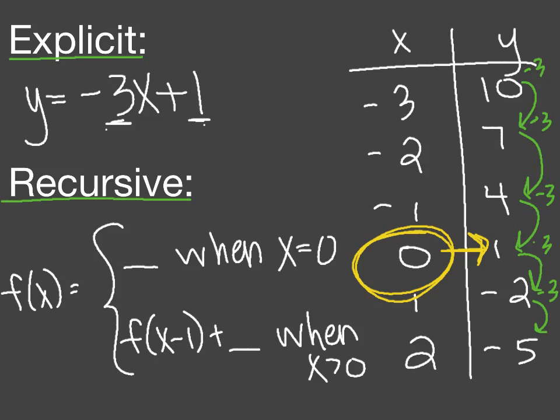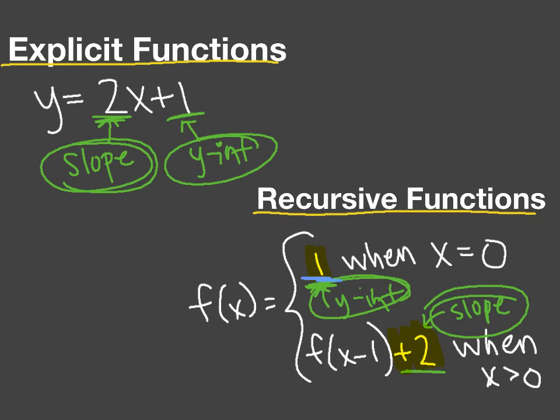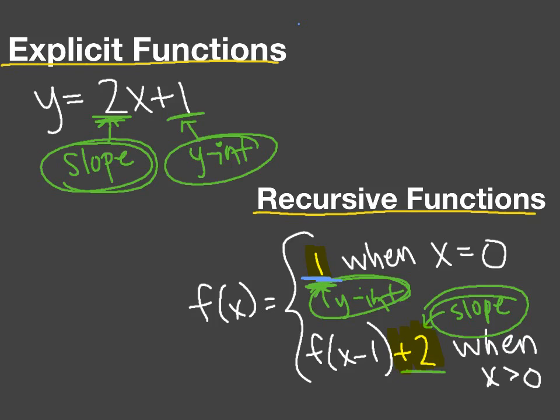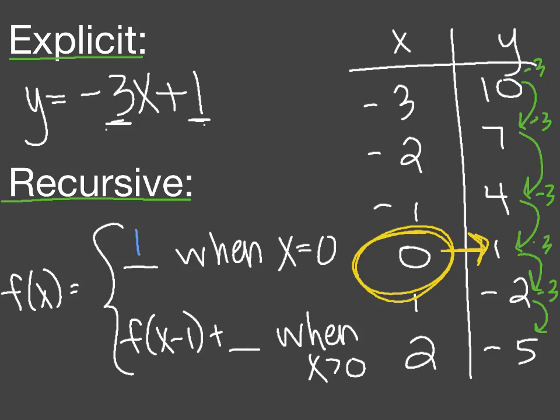Now the blank on the top needs to be my y-intercept. Well, we said the y-intercept of our table was across from 0, so I'm going to put a 1 in there. The blank on the bottom is supposed to be my slope. See that? So I've got to put my slope of this table down in this blank. And now I've written my explicit, and I've also written my recursive to match this table.